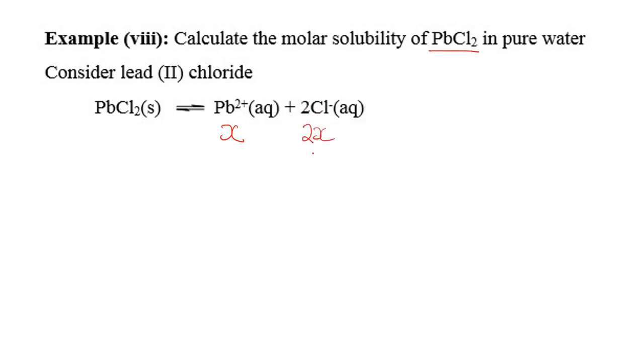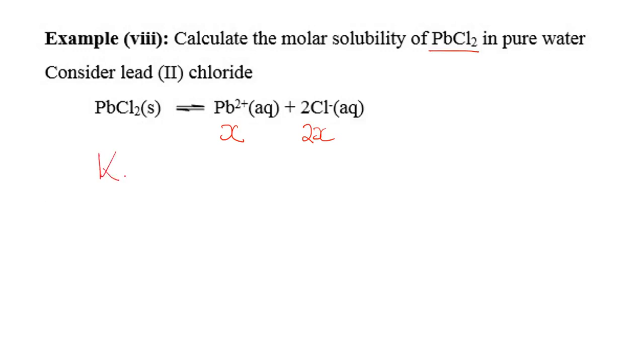So we also need to form 2x. So don't forget that we have 2 in front. Therefore, we are forming 2x. So lead chloride is forming x moles of lead and 2x moles of chloride ions.